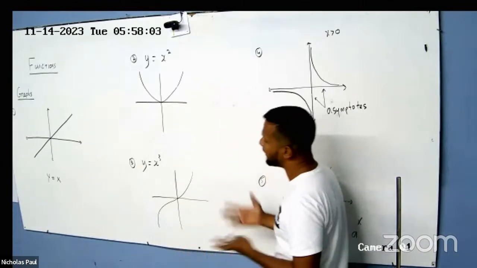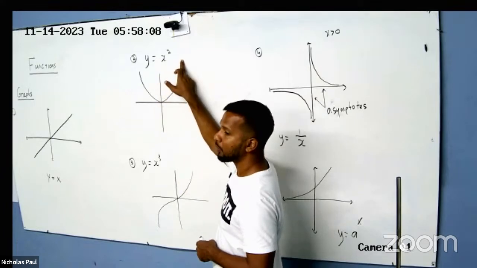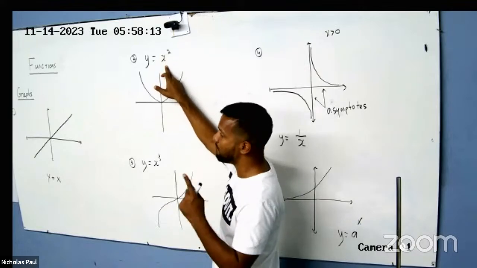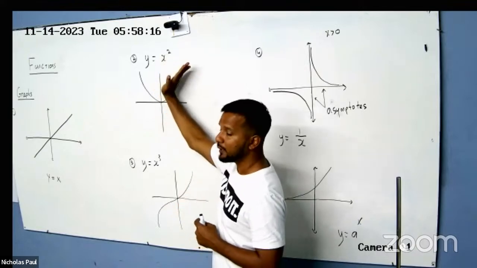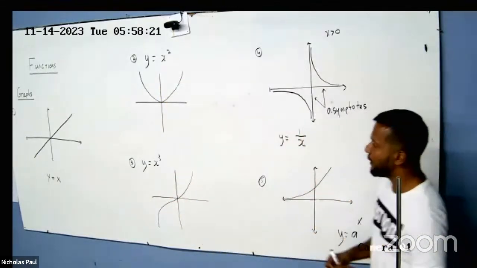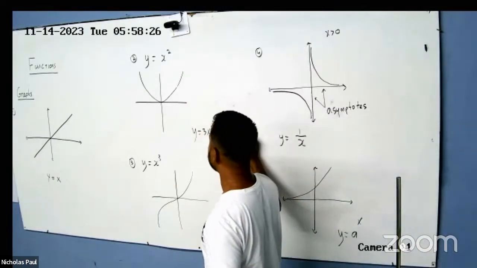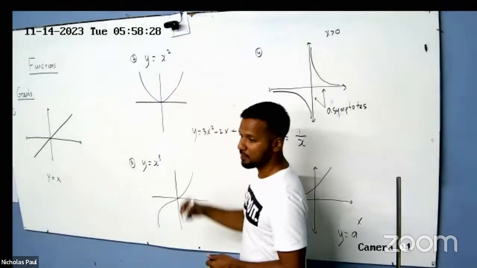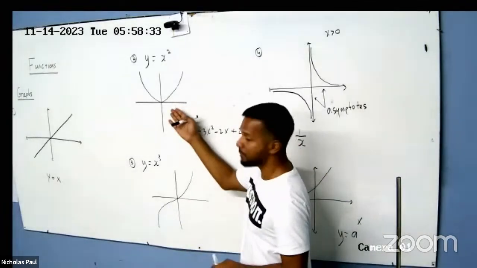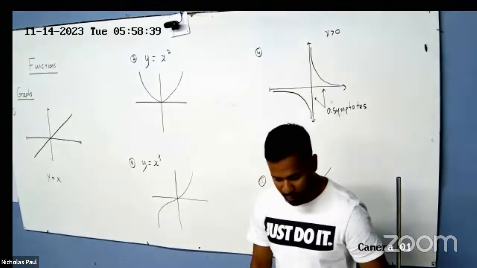If I said x squared plus 2, what will that do? Plus 2 means all the y values will add 2. All the y values will increase by 2. So we're going to look at what transformations will do to these graphs. For example, if I ask you to draw y is equal to 3x squared minus 2x plus 2, this is a transformation of this. A little more complicated, but it is a transformation of this. Okay, so let's take a look at all the transformations.